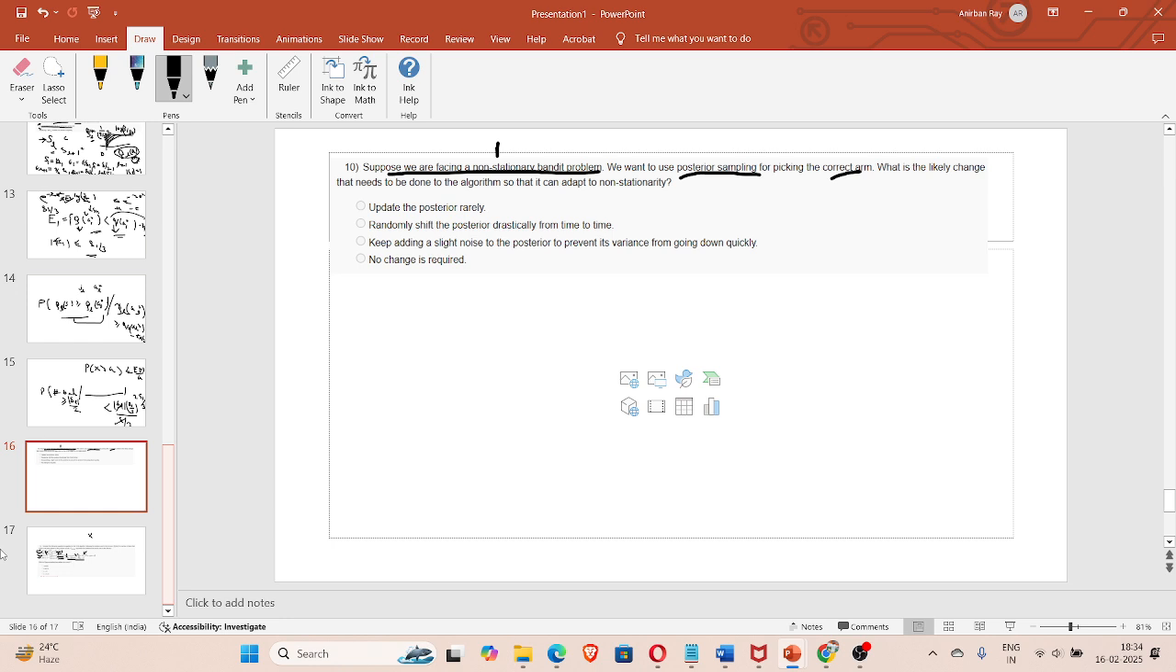They have told us to update the posterior rarely, but that is not going to work, because we need to update it regularly to take care of the stochasticity. Randomly shifting the posterior drastically from time to time is not going to work either, because drastic changes can change the problem a lot, and you don't know how much randomness is required, so that is very vague. So we are adding slight noise. The answer to this is very popular.